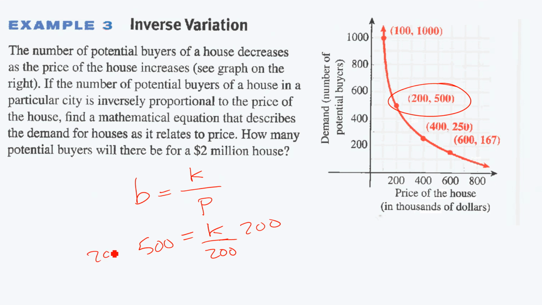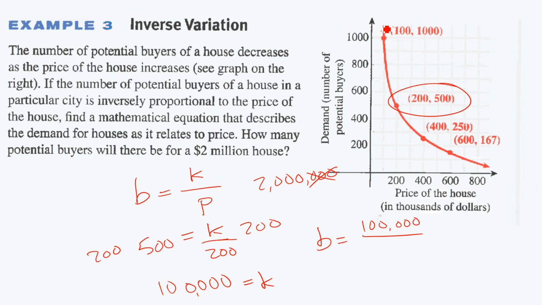And so 2 times 5 is 10 with 4 zeros. That's 100,000 is K. And so how many potential buyers will there be for a $2 million house? So we're going to solve for buyers. So this is B equals K, we know, 100,000, over 2 million, but remember this is in thousands of dollars, so here's how you write 2 million. So that is 2,000 thousands to get there. And so let's cross off the zeros there. 100 divided by 2 would be 50. There are 50 buyers interested in this house.